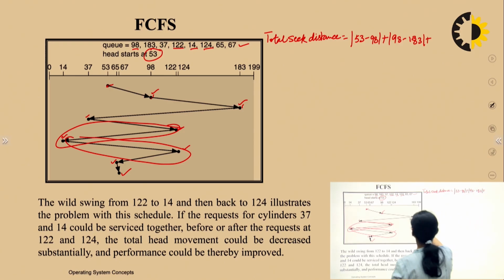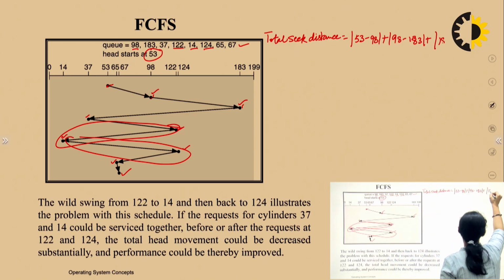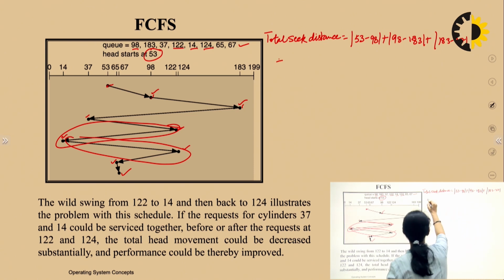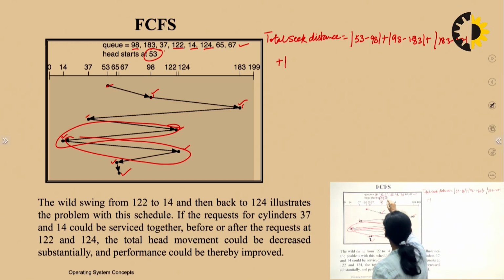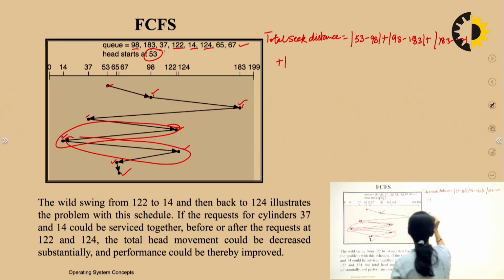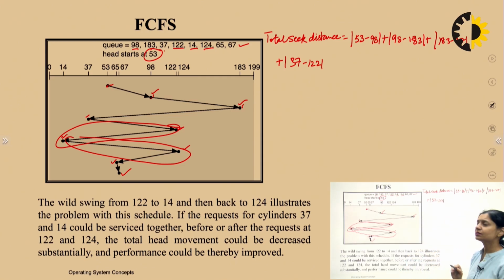plus the next one would be 183 to 37. So that would be 183 minus 37, plus, from 37 it moved to 122. So 37 minus 122. We need to take care that the distance calculation will always be from source, from where it started, to where it ended up, source to destination.